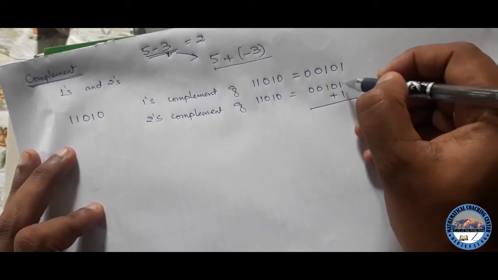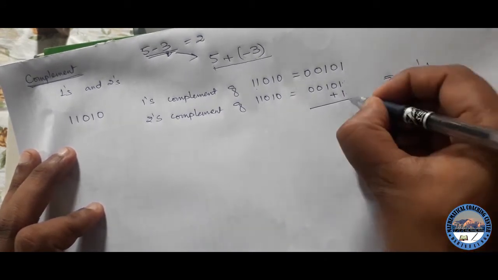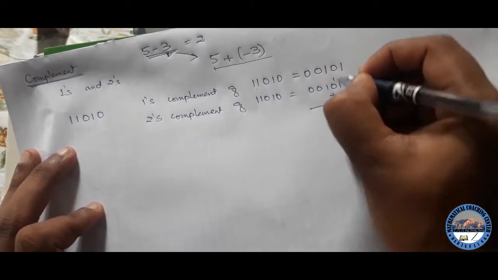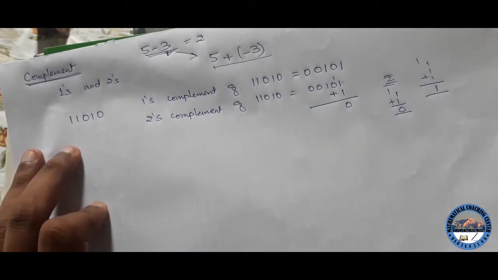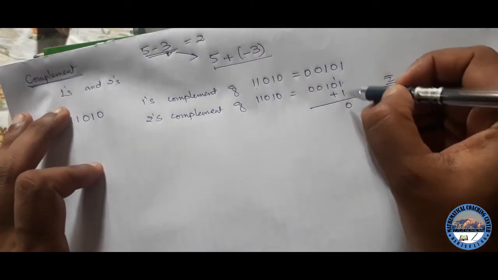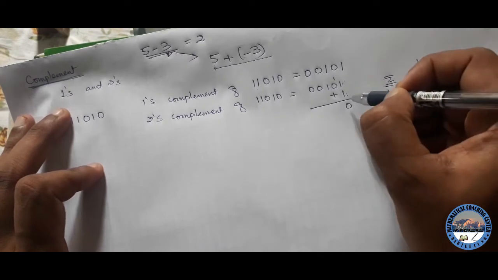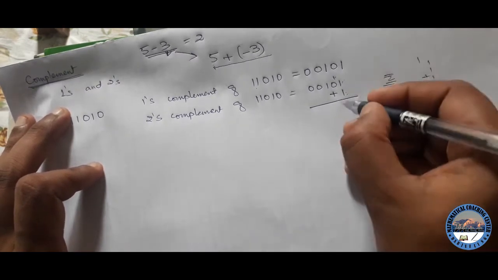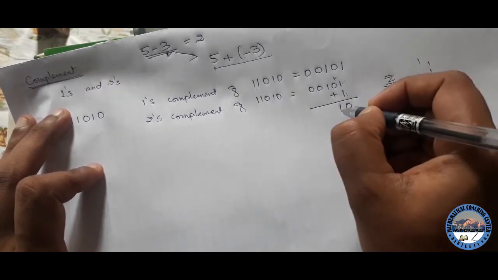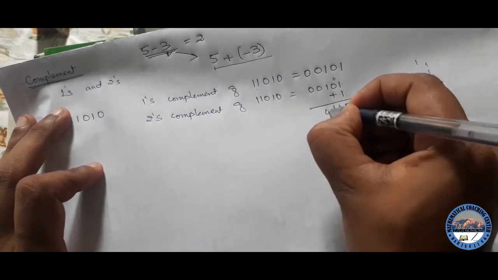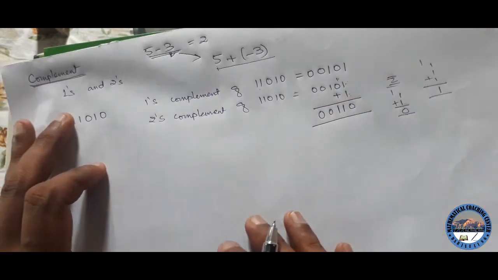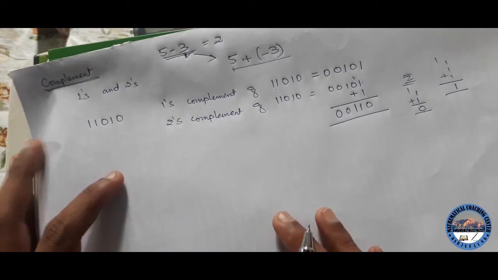In this case, we have two ones. 1 plus 1 is 0, and I have taught you this in offline class, isn't it? 1 plus 1 is 0, carry 1. So this 1 and this 0 will become 1. And this is 1, 0, 0. So this is the twos complement of 11010.